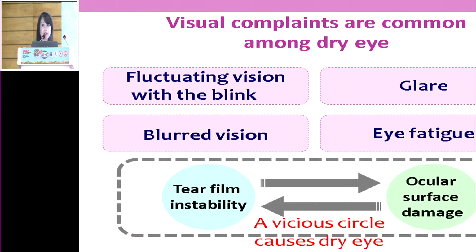So it is very important to note that tear film instability and ocular surface damage are key factors in the core mechanism of dry eye. And the vicious cycle between tear film instability and ocular surface damage makes the dry eye condition worse. So today, I'd like to speculate on visual disturbance in dry eye based on this core mechanism.